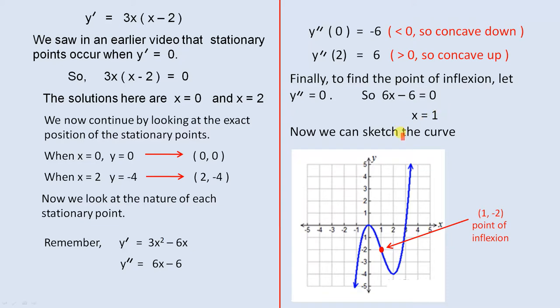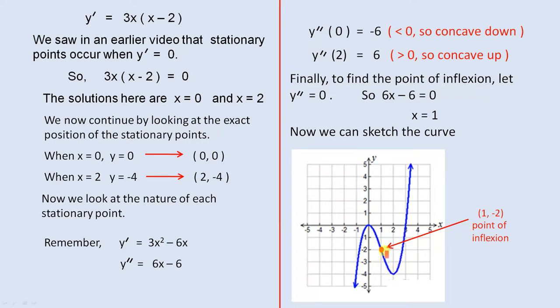Now we can sketch the curve. And here is one of the turning points, remember 0, 0. Here's the next one at 2, negative 4. Remember that turning point here at 0, 0 is concave down. There it is here. And the other turning point was concave up.